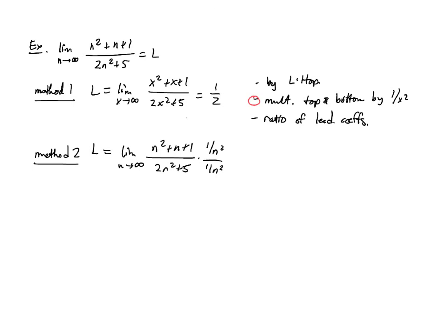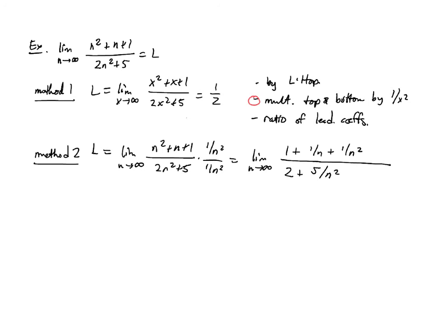And again, the reason that I choose n squared, as we did with x squared, is that this is the largest power of x occurring in the denominator. And when I simplify this, we get the limit as n goes to infinity of, I have to multiply that 1 over n squared all the way through the numerator, and when I do that and cancel terms, I have 1 plus 1 over n plus 1 over n squared, and then my denominator will be 2 plus 5 over n squared.